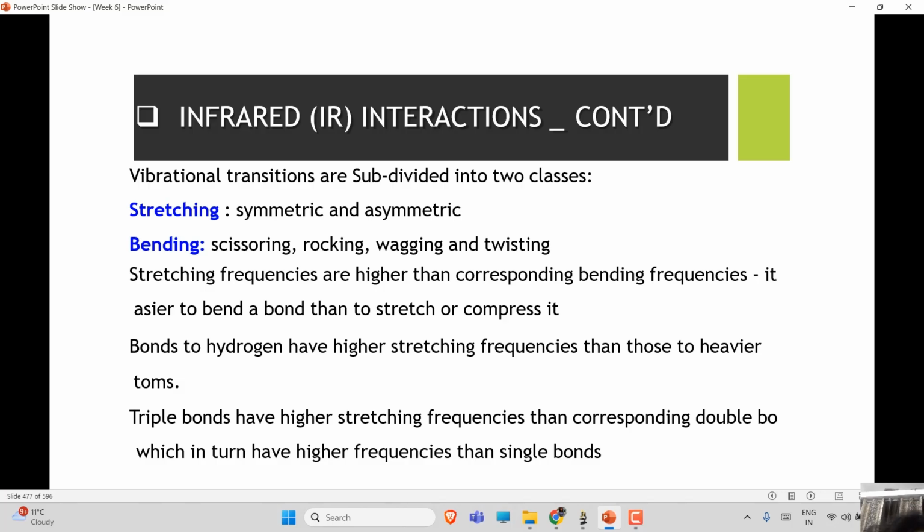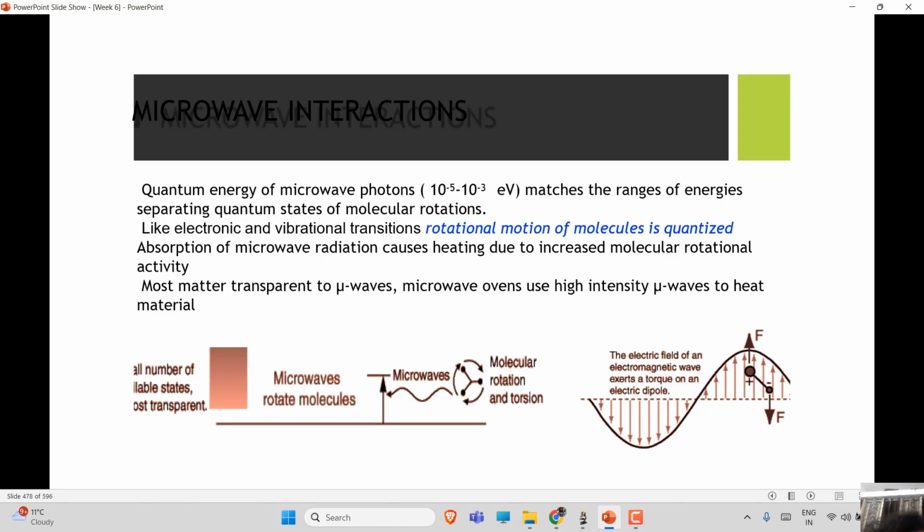So stretching frequencies are higher than corresponding bending frequencies. It's basically easier to bend a bond than to stretch or compress it. Bonds to hydrogen have higher stretching frequencies than those to heavier atoms. Triple bonds have higher stretching frequencies than corresponding double bonds, which in turn have higher frequencies than single bonds.